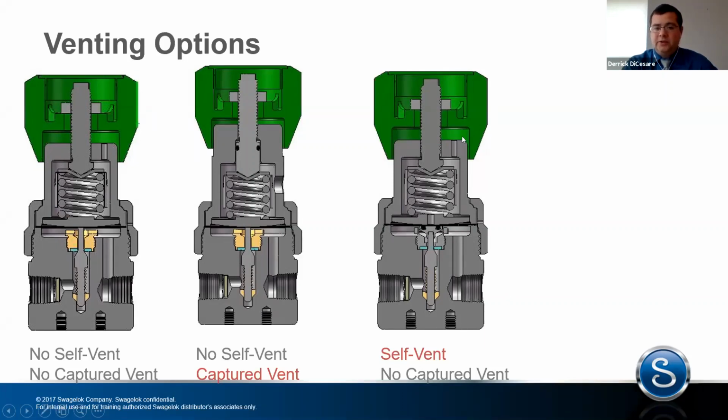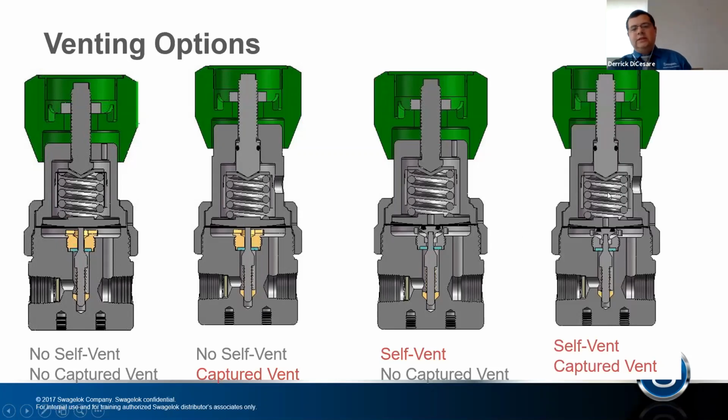At this point, it's not captured, so it's going to come right out under the handle, which if you were to guess what the fourth one is, based on this sequence, I think I heard it. It's going to be a self-vent and a captured vent. So again, this is going to allow you to vent the downstream side and then capture that volume so it's not right by the technician.